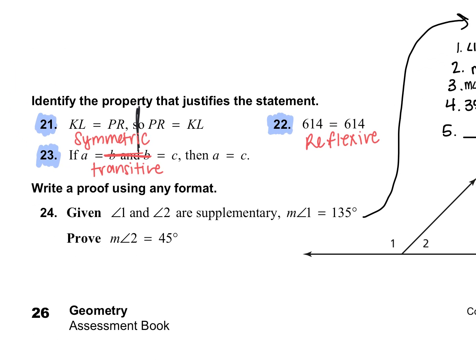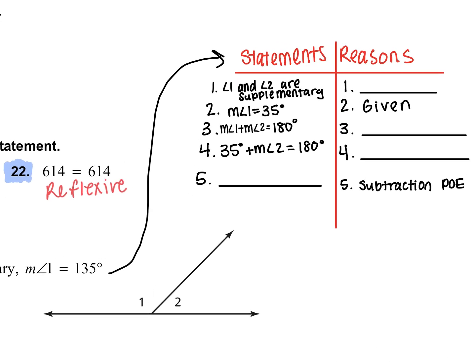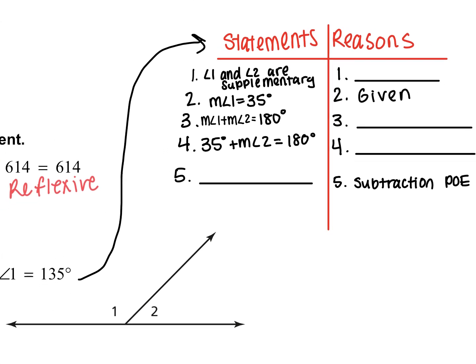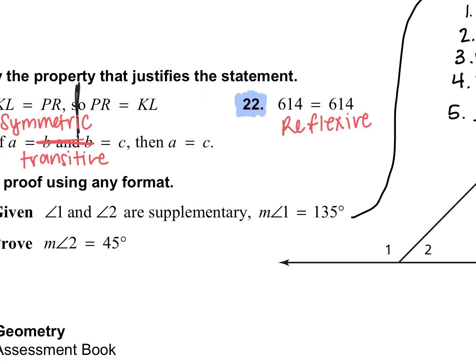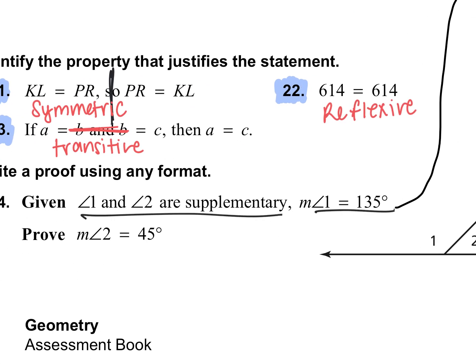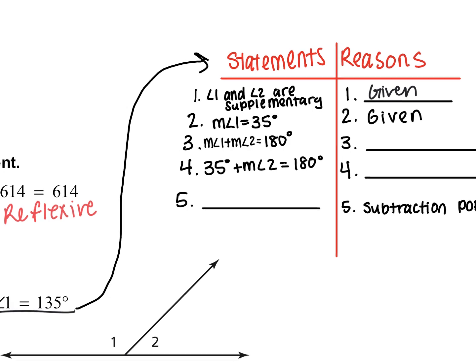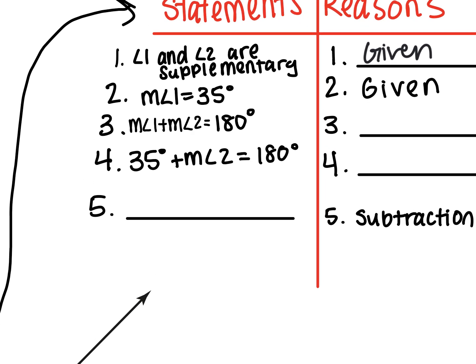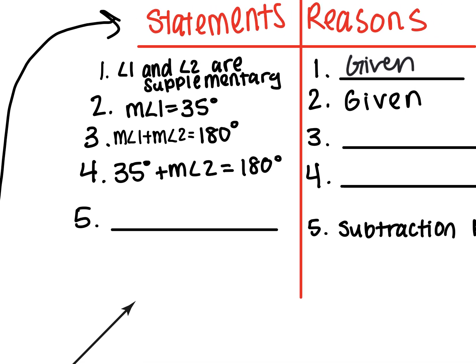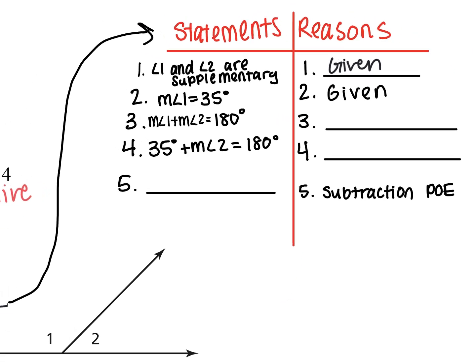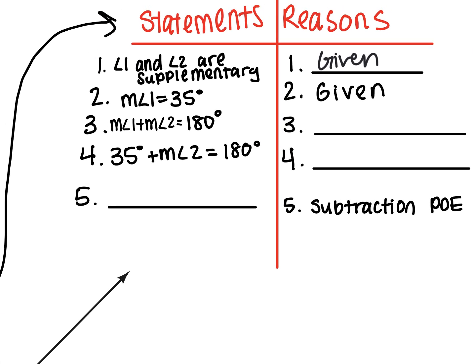All right, I know 24 wasn't highlighted, but let's see if we could answer these. Number 1 would be what? Good, given. Keep in mind there are 2 givens because they're giving us 2 sets of information. All right, 3. What would 3 be? Good, definition of supplementary angles. They're telling me 1 and 2 are supplementary, and they're showing me what supplementary is.